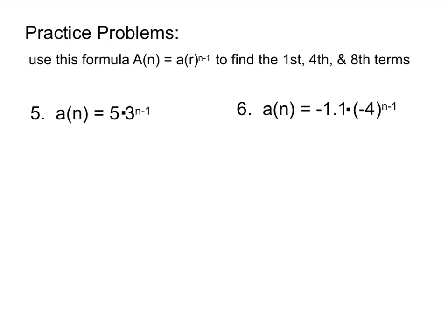On these practice problems, I want you to use the formula that's printed here. So this is the first term, this is the common ratio, and find the first, fourth, and eighth term for each one of these. You may use a calculator, but please write it out.